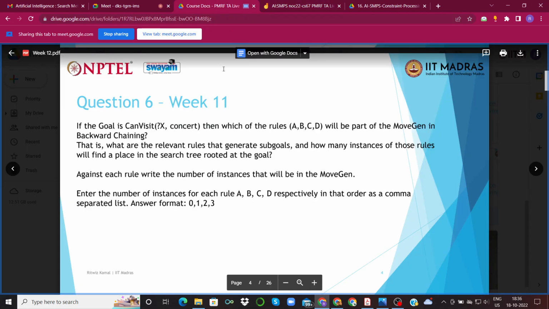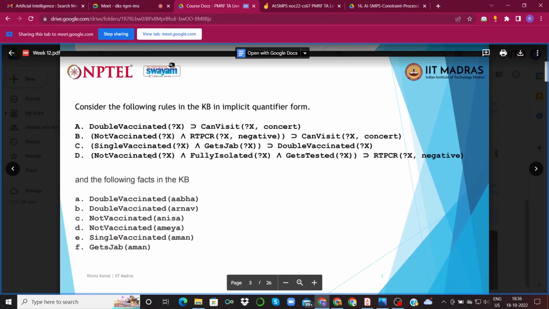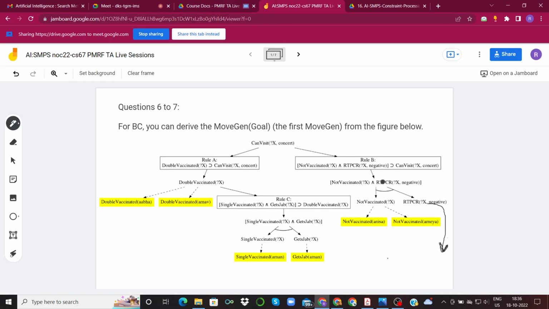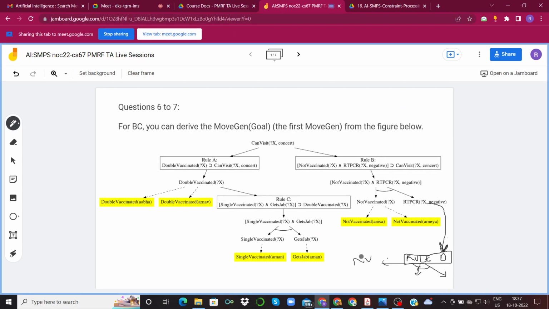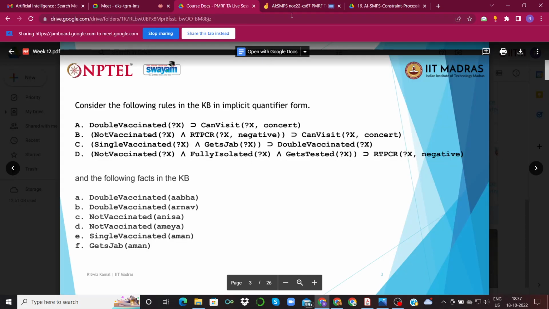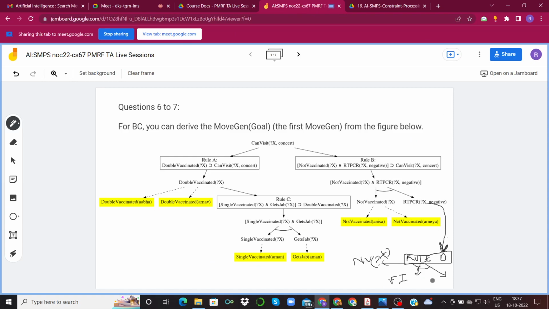Rule D had the following preconditions: not vaccinated, fully isolated, and gets tested. So I'll quickly write that. This would have been rule D, which would have formed another set of sub goals. These are all connected via and, if you remember. So this would have been not vaccinated variable X, fully isolated, and gets tested.